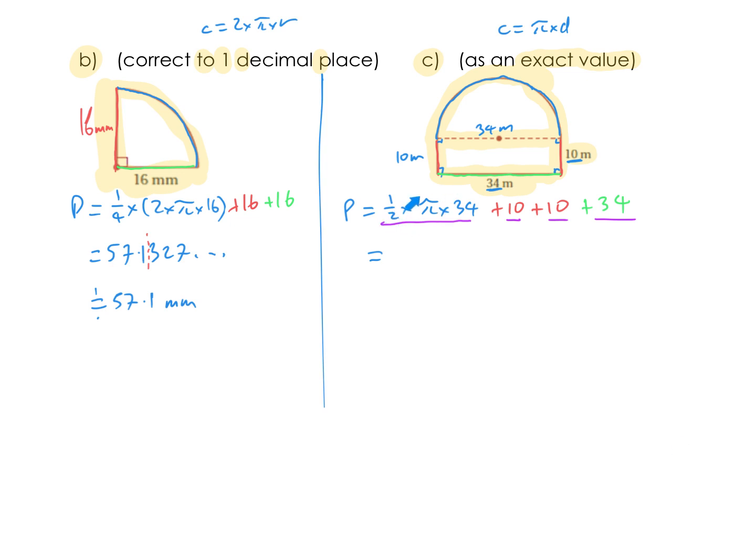I've got a half times pi times 34. What I can do is reorder the multiplication. I can put the 34 before the pi, then I've got a half times 34. And I know what a half times 34 is. It's 17. Okay, our letters go at the end, and we don't write times signs. It's 17 times pi. So this part here in purple is now 17 times pi.